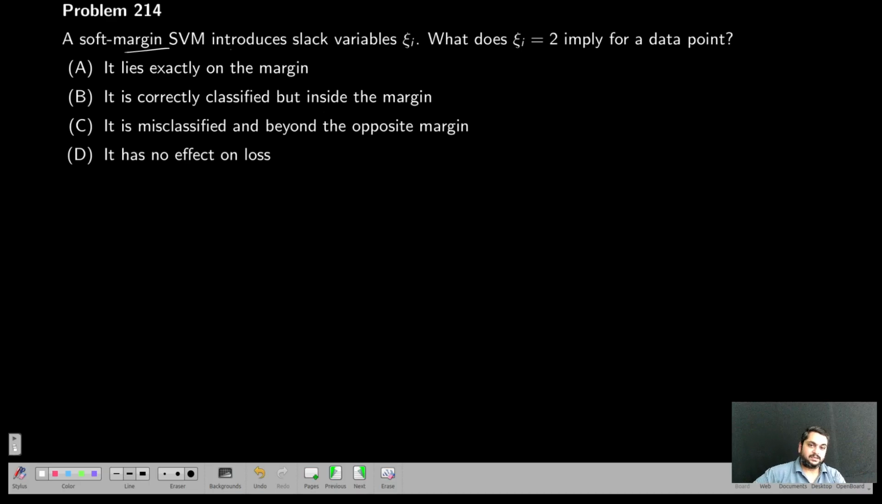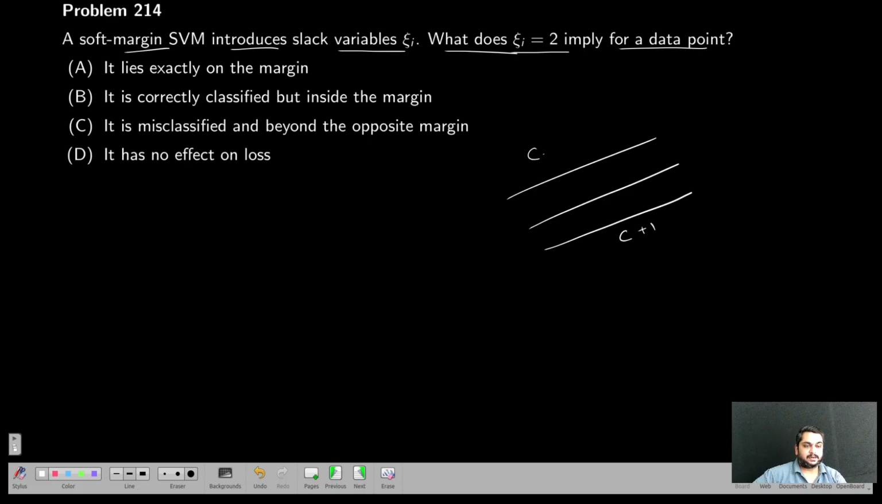The soft margin support vector machine introduces slack variables zeta i. What does zeta i equal to 2 imply for a data point? So this is class +1, this is class -1. They are support vectors and the hyperplanes, and this is my optimal hyperplane. Zeta i, this length, is 1 unit. Zeta i equal to 2 means what? Suppose the point belongs to this class and zeta i equal to 2 means 1 plus 1, 2. It is lying beyond this hyperplane on the wrong side.